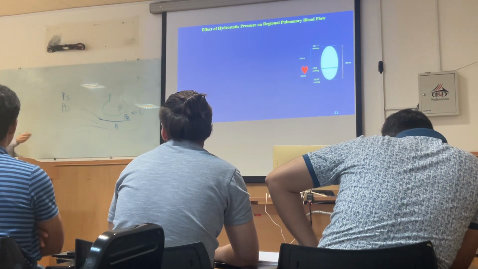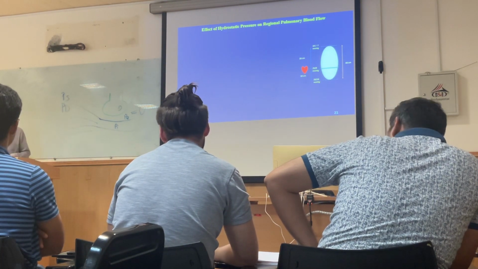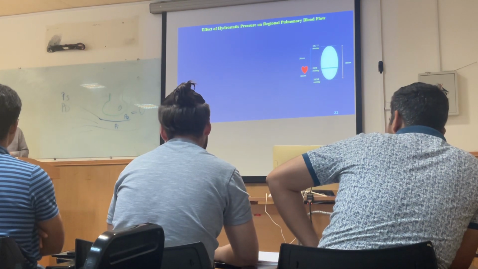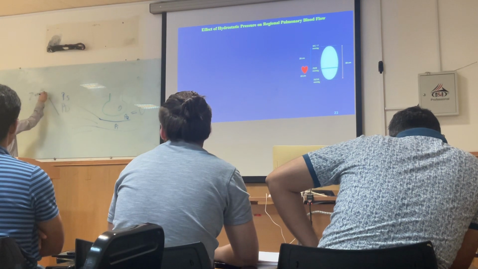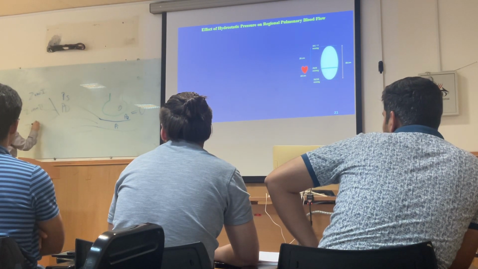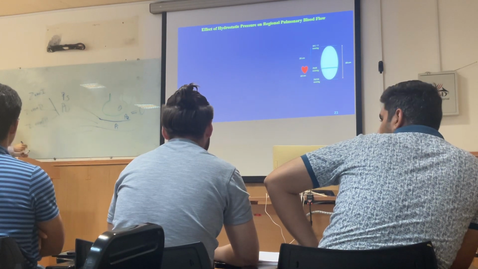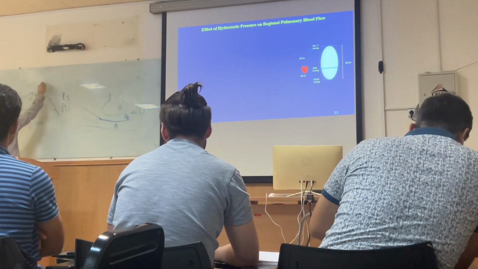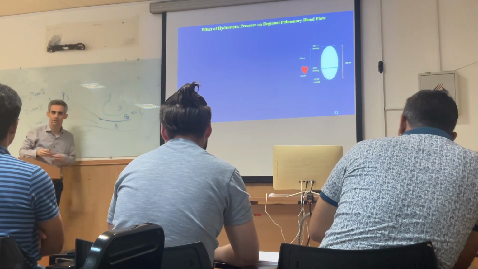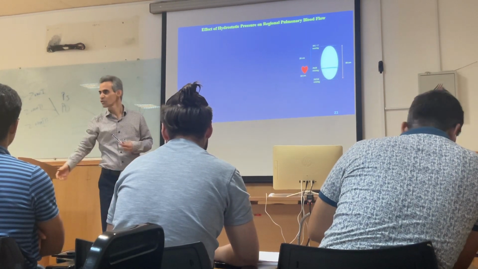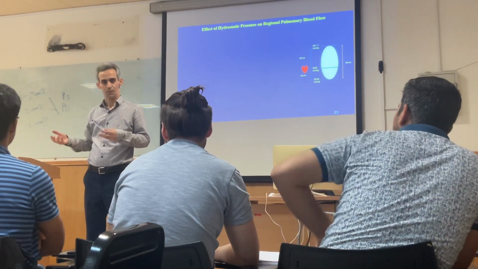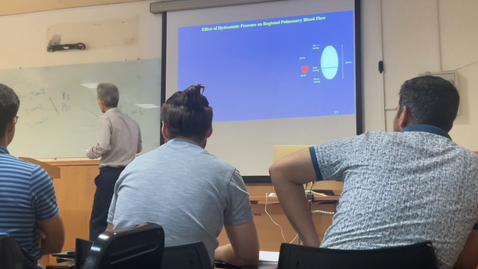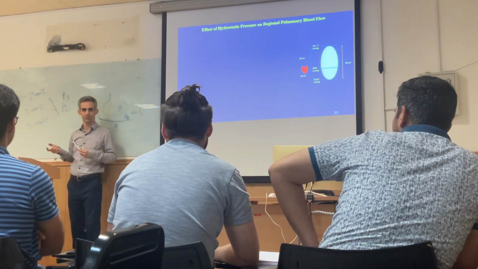By this, we have 3 types of blood flow inside of the lung: Zone 1, Zone 2, and Zone 3. At the end, I will talk about Zone 1, because in physiological conditions, we do not have this type of zone inside of the lung. So, I want to talk about zone 2 and zone 3.